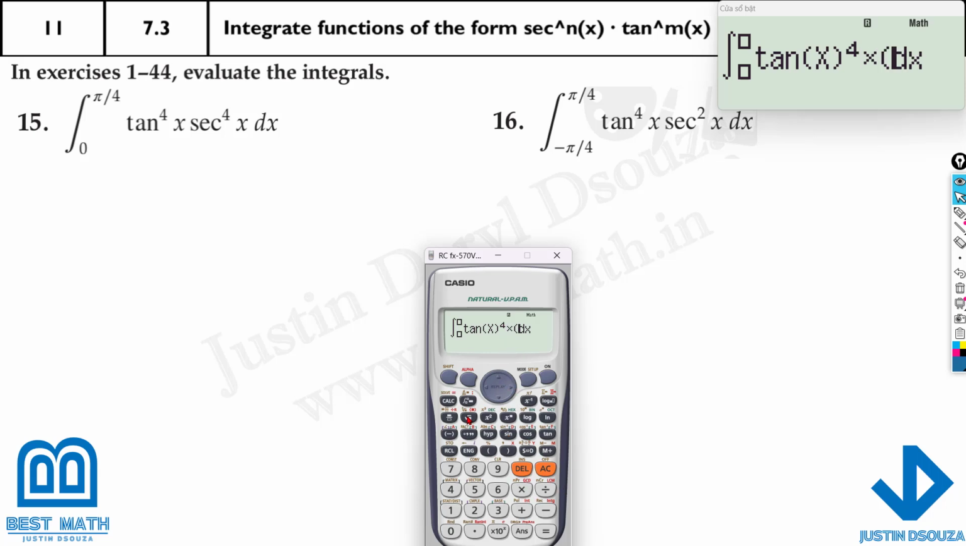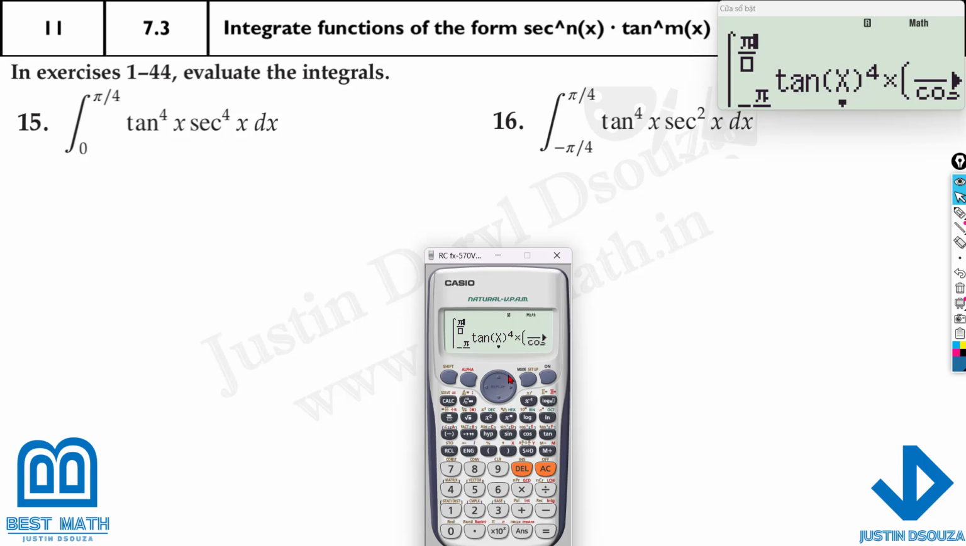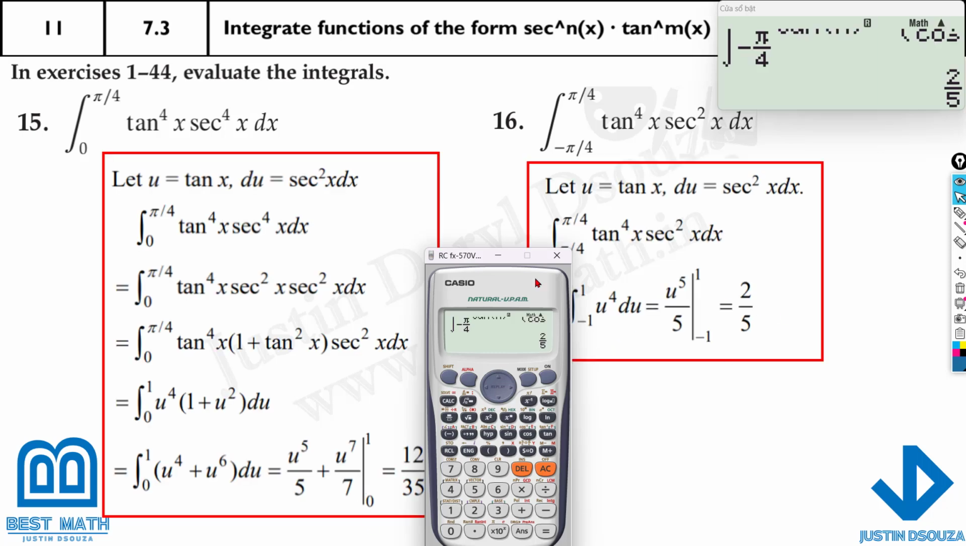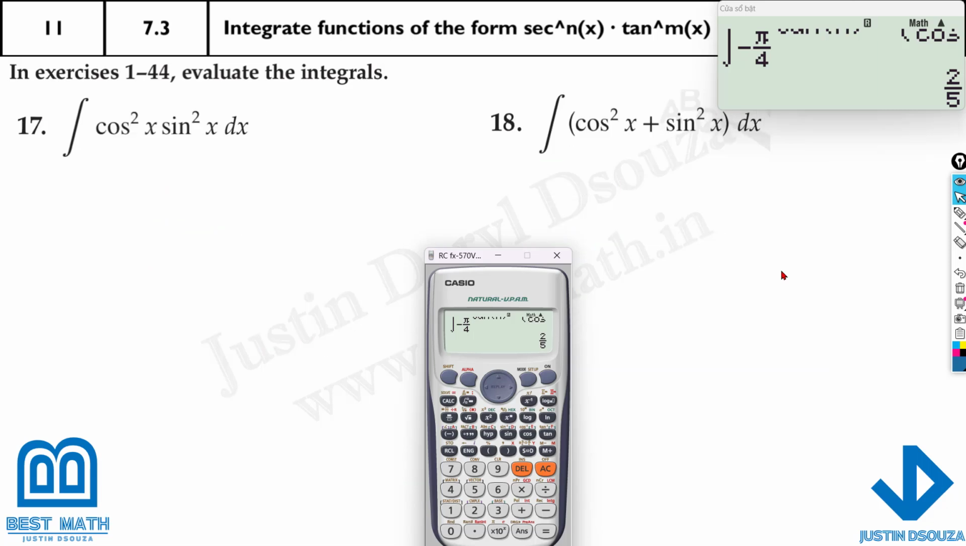And then secant, you need to put the brackets, 1 by cosine x. Close the bracket, and then close one more bracket and raise it to the power 2. And now write the limits. It is shift pi by 4. Even the upper limit is pi by 4, but it's positive. Shift and pi, and then we have 4. And here we go. The answer is 2 by 5. The first one is 12 by 35. We have done this at the beginning, and this is 2 by 5.